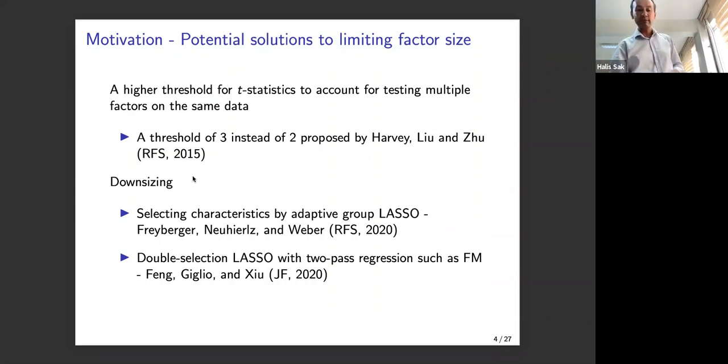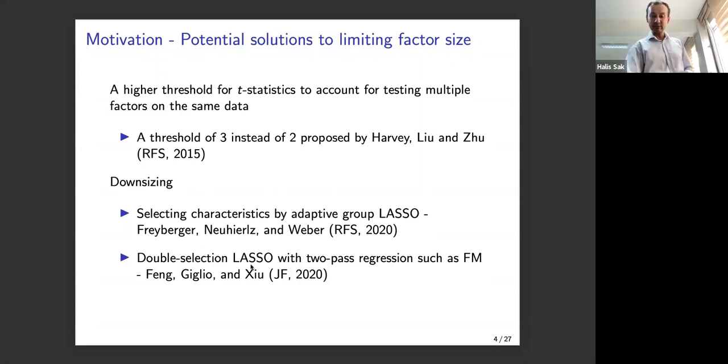And what about the second approach, the second class, downsizing? There's a paper by Freyberger et al. 2020, again an RFS paper. And what they do is use lasso. What is lasso? Lasso is basically, again, linear regression. But this time they try to decrease the number of factors. How? By adding a penalization term to this linear regression. They basically try to make those coefficients 0. Okay? This is basically lasso.